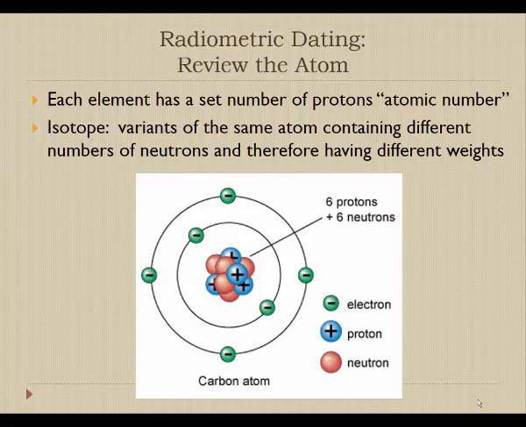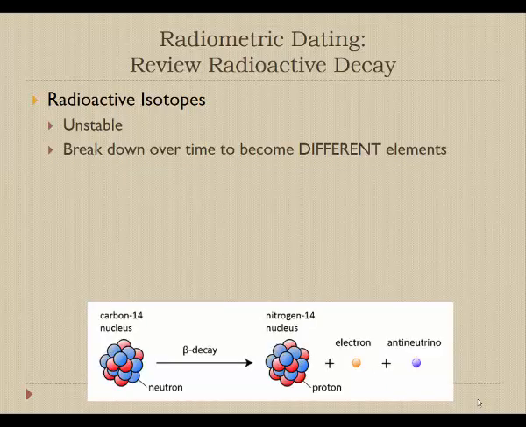But sometimes we also find carbon 13, which has 6 protons and 7 neutrons. And sometimes we also find carbon that has 6 protons and 8 neutrons, and that's called carbon 14, and that is a radioactive isotope. So that brings us to our next point, which is about radioactive isotopes.